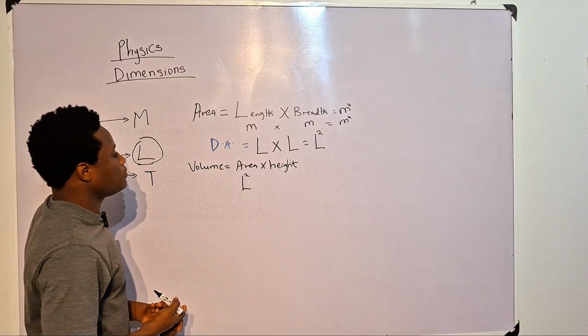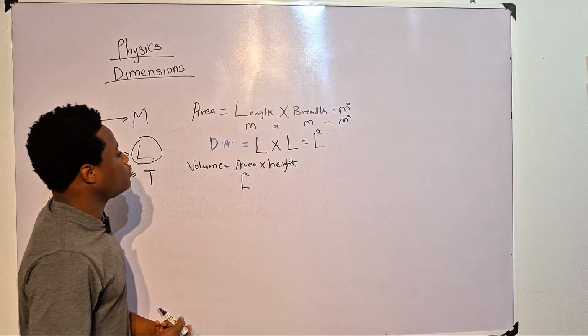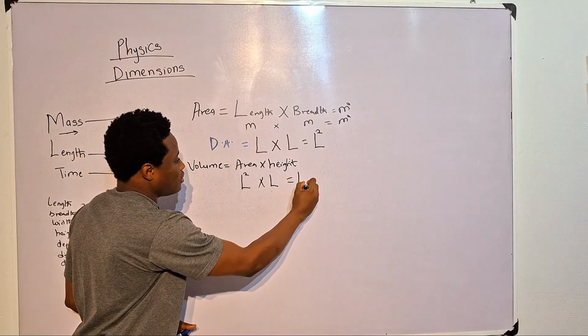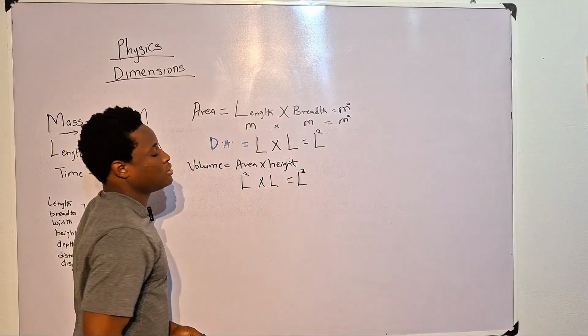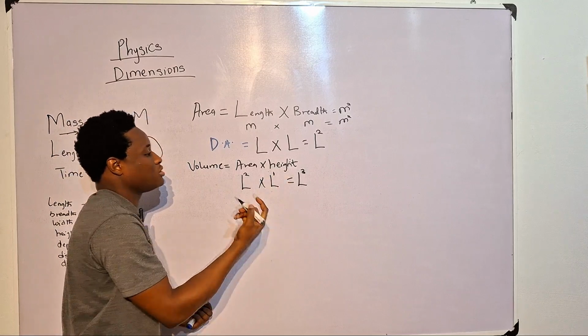Then for us to get the dimensional analysis for volume, we say L squared times L, which will give us L raised to power 3, because there is an invisible one here, though we don't write it out.